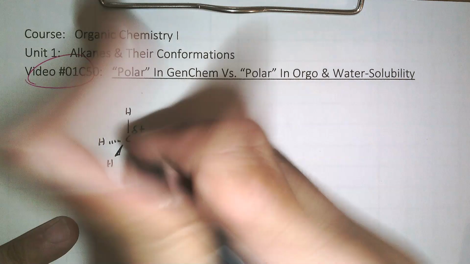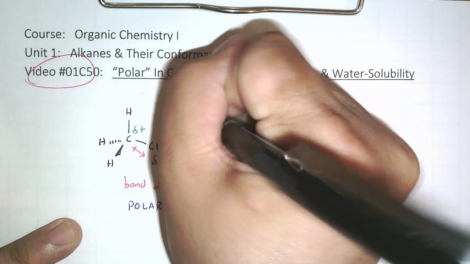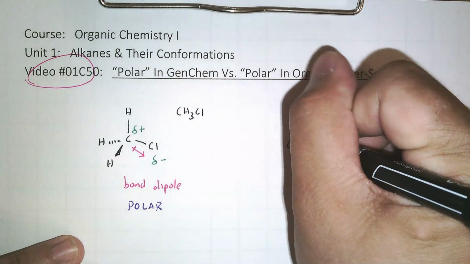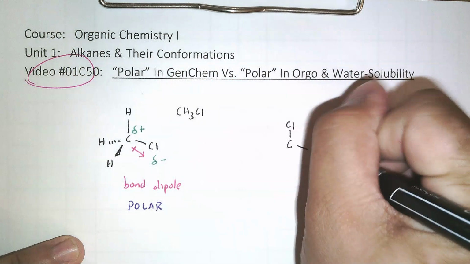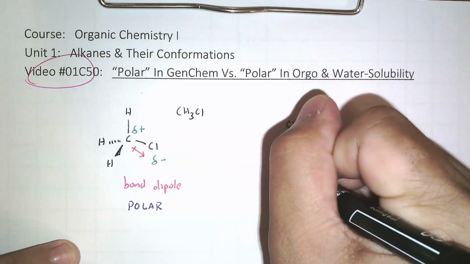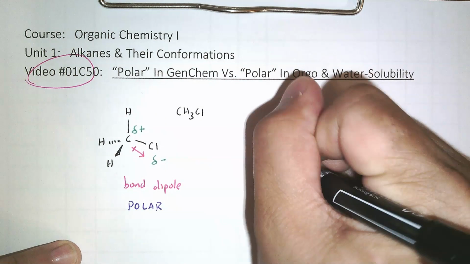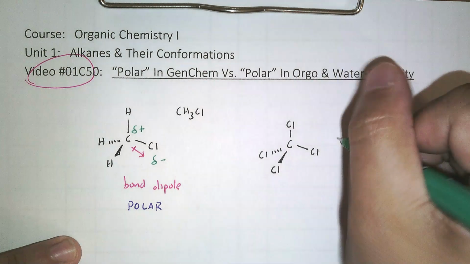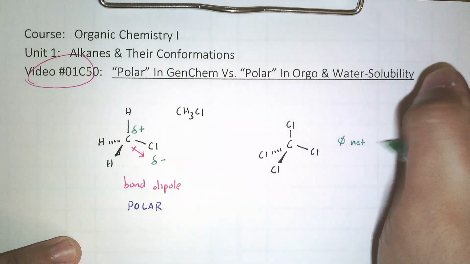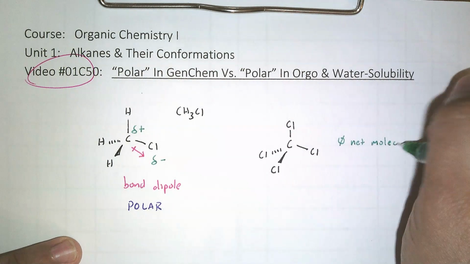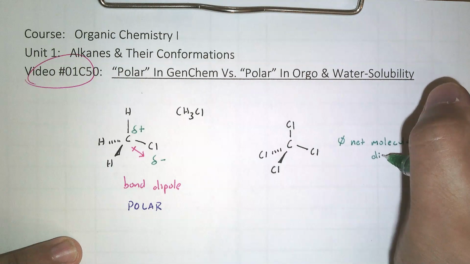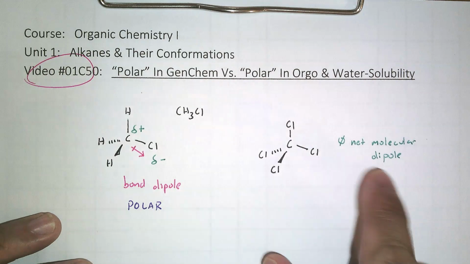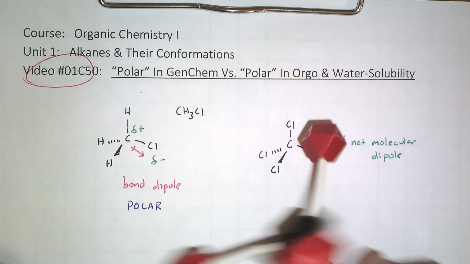So this molecule is CH3Cl. Now, if I have all those bonds to chlorine, then you'll recall that those dipoles cancel out. So you'll have a net dipole of 0. Instead of a bond dipole, now we're looking at the molecular dipole. So there are two types of dipoles that you learn in general chemistry, a bond dipole versus a molecular dipole. And that molecule is here.